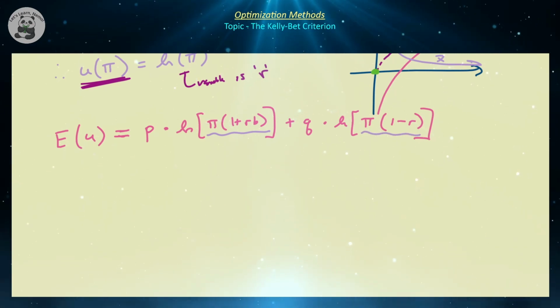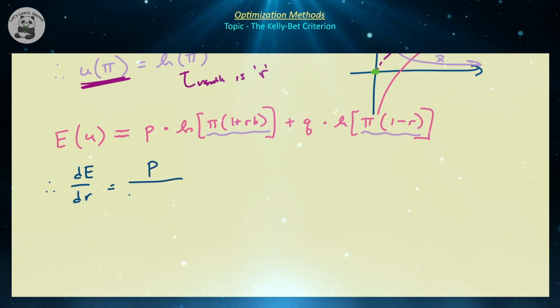Now we're taking the logs of those particular numbers. So let's take the derivative. What is the derivative of the expected value of the logarithmic utility with respect to the percentage of our portfolio that we invest? So that's going to be equal to what? We have some chain rules going on here. P is a constant. So we're going to have P divided by pi times 1 plus rb.